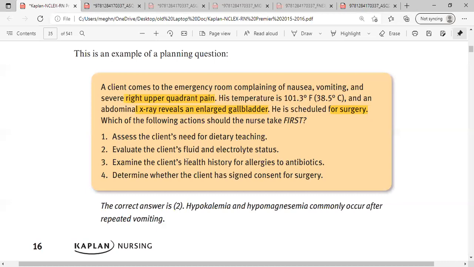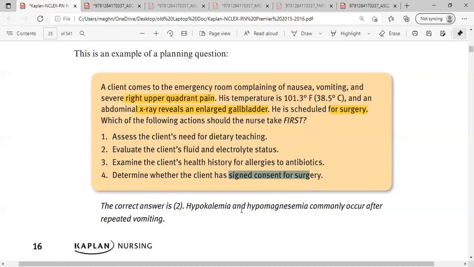And examine the client health history for allergy and antibiotics. Number 3, we already did at the very beginning stage, the assessment level, not in this level. Determine whether the client has signed consent of the site. It is also important to sign, but the first priority is to evaluate. And number 4 is the procedure. You must follow this one.